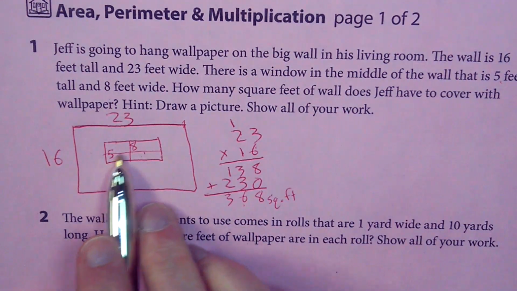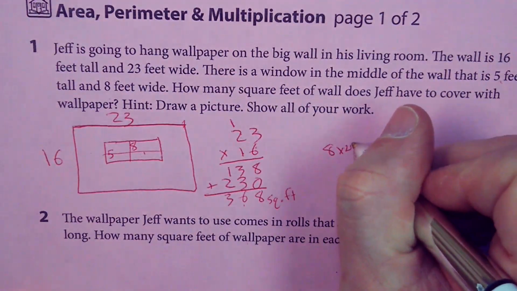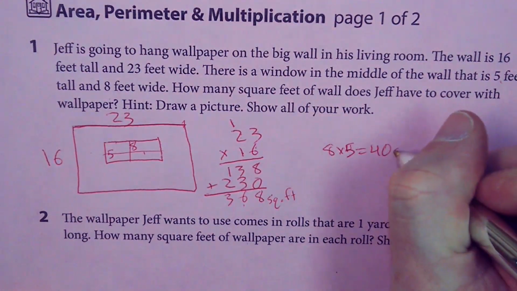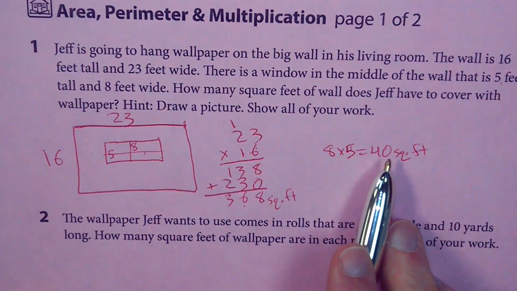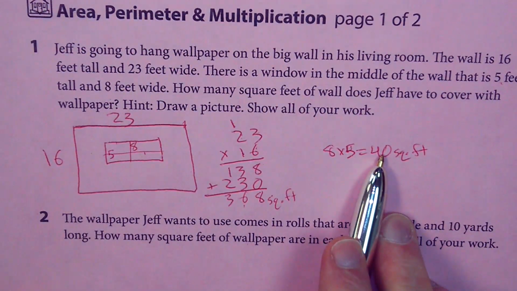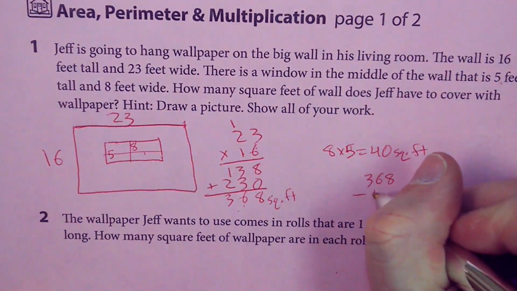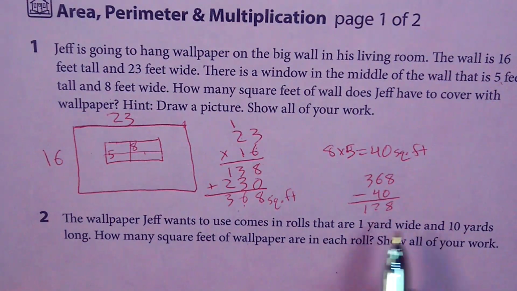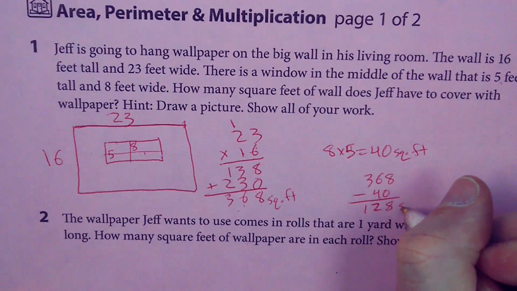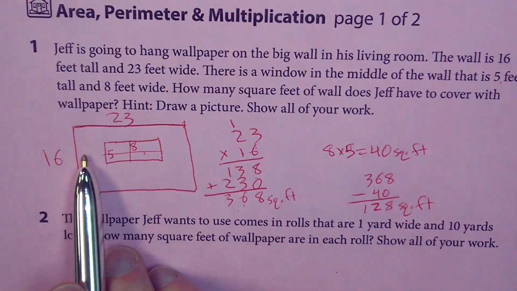But this window, we don't need to cover it with wallpaper, so I'm going to take 8 times 5 to get 40 square feet. And guess what? We're not covering that with wallpaper. So I'm going to remove this number. 368 minus 40, 328 square feet.